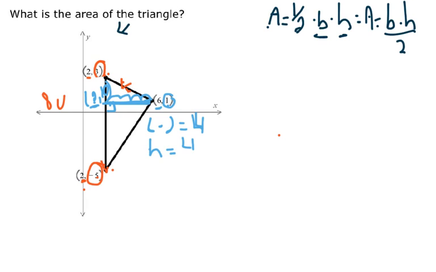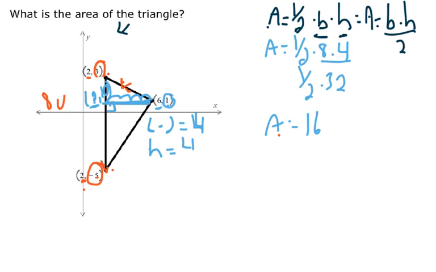Our base, when we plug it in, 1/2 times 8 times 4. Well, 8 times 4 is 32. Half of 32 is 16 square units. Okay? Have to be a little bit more careful on triangles, but shouldn't be too terribly bad either. Hopefully that helps clear things up. I'll have some more clarity there.